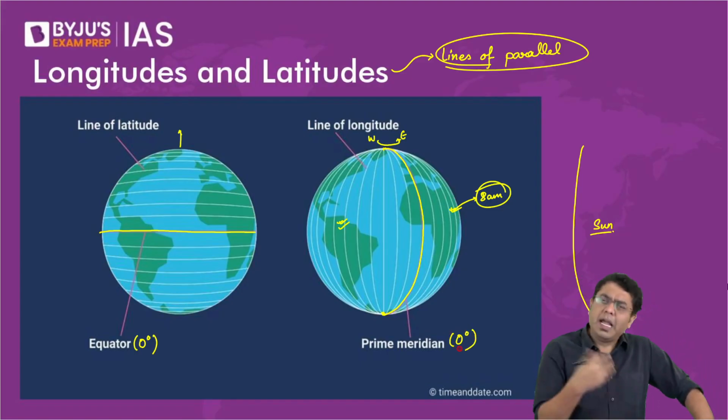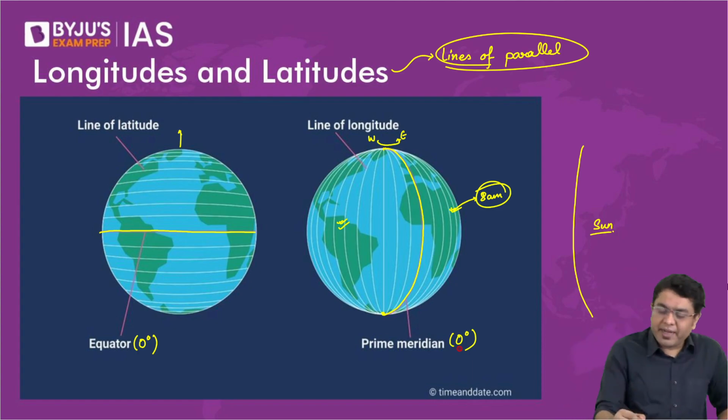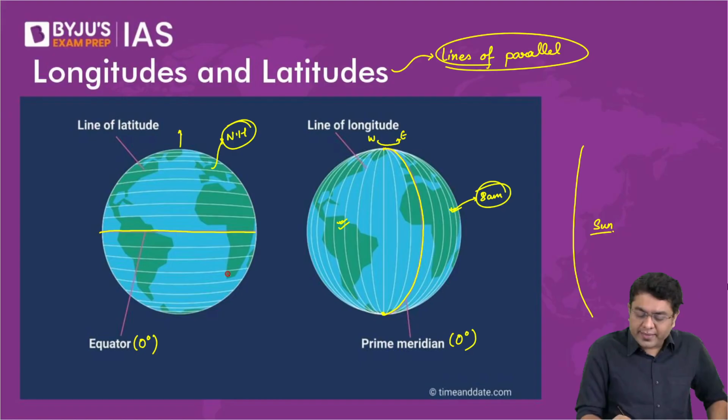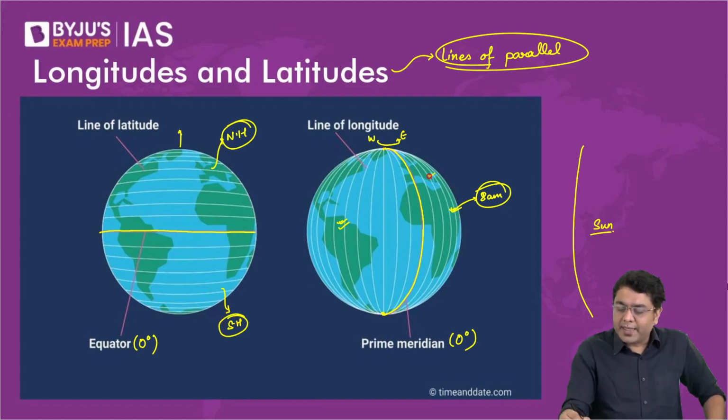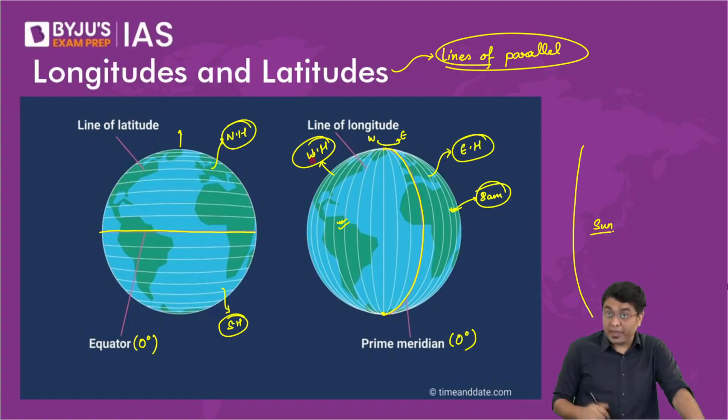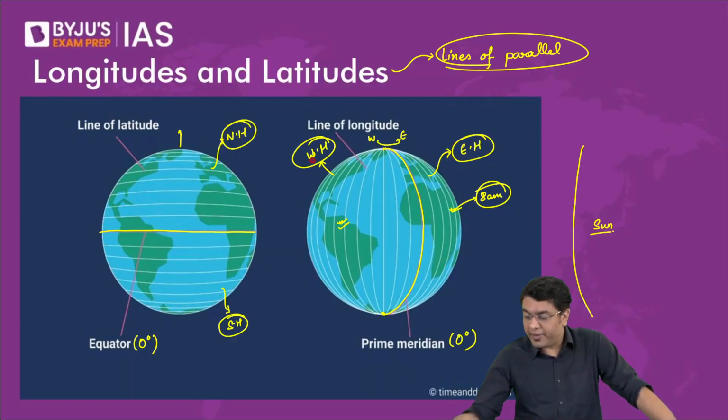Okay. Accordingly, the planet is divided into the northern hemisphere to the north of the equator, the southern hemisphere to the south of the equator, the eastern hemisphere to the east of the prime meridian, and the western hemisphere to the west of the prime meridian. And we are in the eastern and northern hemisphere.